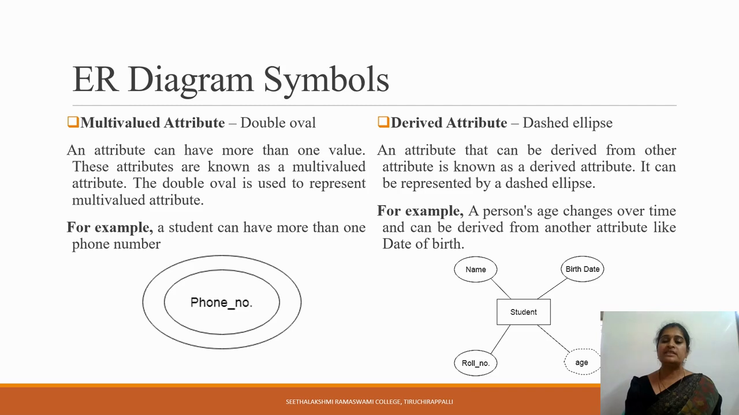Derived attribute. The name itself indicates that the attribute is derived from some other attribute, and the derived attribute is represented as a dashed ellipse. Here, the student's age is represented as a dashed ellipse. This age is derived from the date of birth attribute. This is the derived attribute.